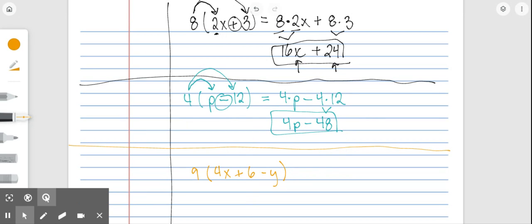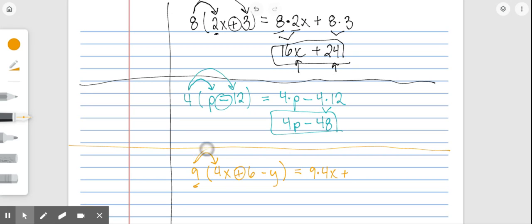Okay, so now this one's tricky because I have 3 terms on the inside. So this time I need to distribute the 9 to all 3 of these different terms. It's the exact same idea as before, but this time our distribution goes to 3 different terms. So I'm going to start with the first one. 9 times 4x, or 9 groups of 4x. I keep this addition sign.